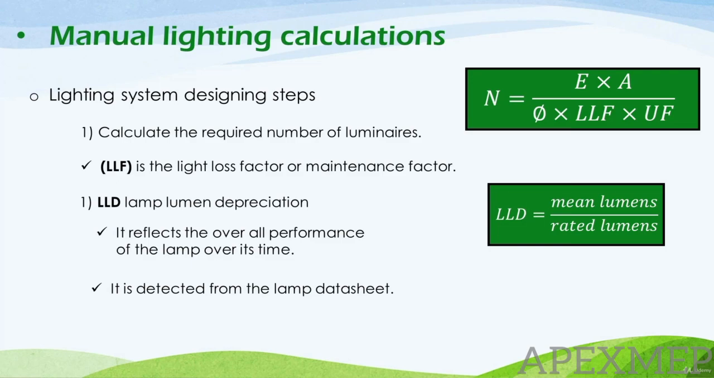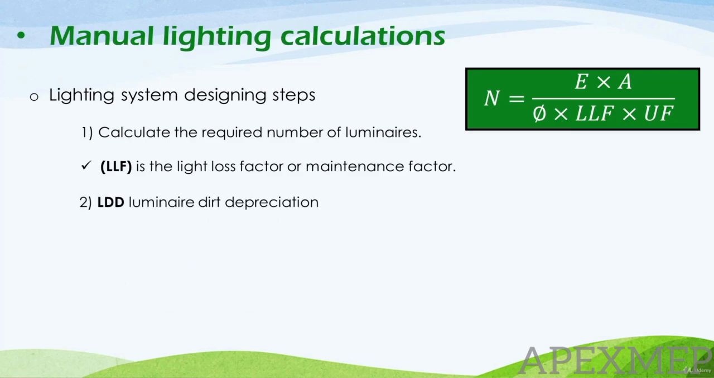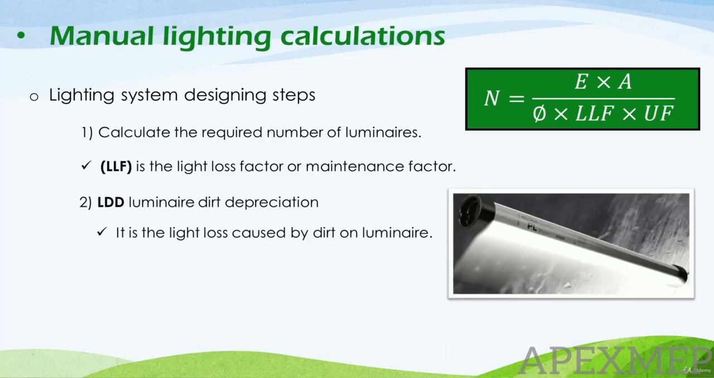Very good. Now the second factor we have is LDD, and LDD is the luminaire dirt depreciation, and it measures the amount of lumens that is lost due to the dirt of the luminaire surface. This is because when dirt or dust is accumulated on the luminaire surface, the output lumens will decrease, hence we need to consider this decrease in the lumens output of the luminaire due to the dirt effect.